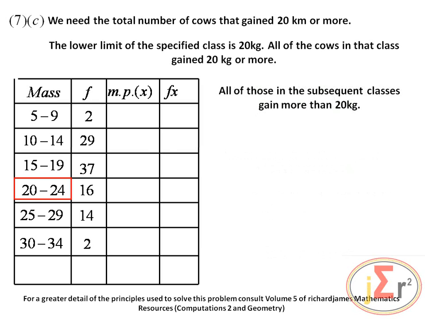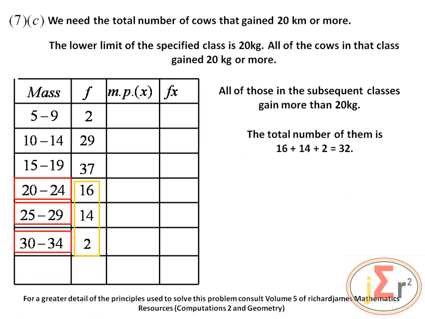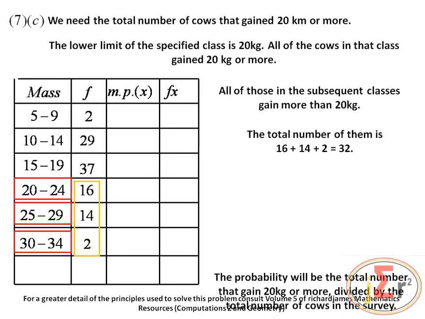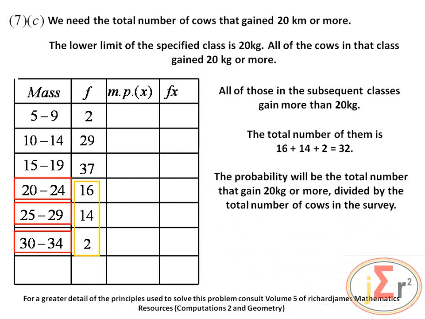All of those in the subsequent classes gain more than 20 kilogram. So also those. The total number of them is therefore 16 plus 14 plus 2, which is equal to 32. The probability will be the total number that gain 20 kilogram or more divided by the total number of cows in the survey.